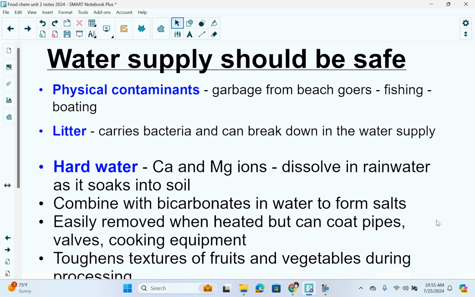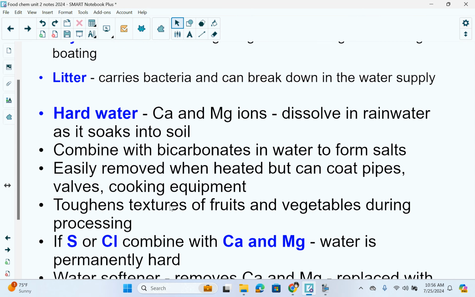All right, and of course our water supply should be safe. Physical contaminants can get into the water supply. This is garbage from beachgoers, fishing or boating. Litter carries bacteria and can break down in the water supply. Maybe you've heard of this.